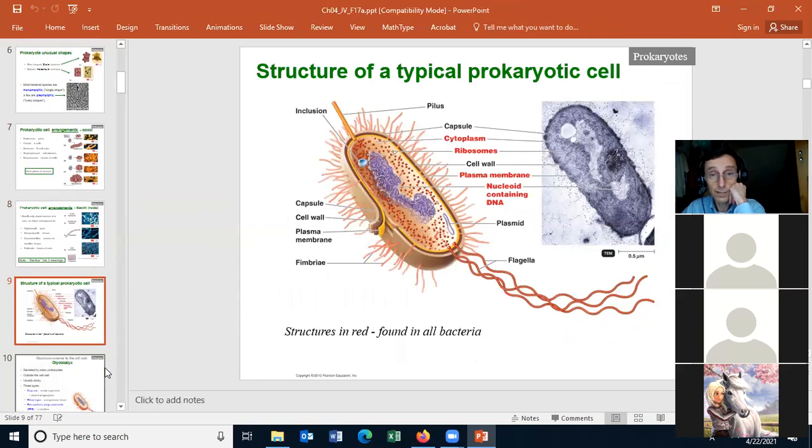If not, let's look at some structures of a typical prokaryotic cell. This is an artist's rendition of a bacteria, and here we have an actual electron microscopic image of a bacteria cell. There are 4 regions of the bacteria that you find in all bacteria. All bacteria have cytoplasm, all bacteria have ribosomes, all bacteria have a plasma membrane, and all bacteria have a nucleoid region containing the DNA.